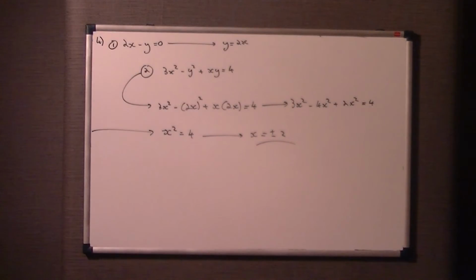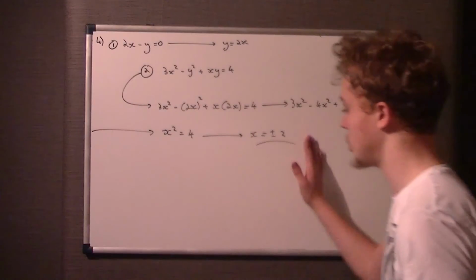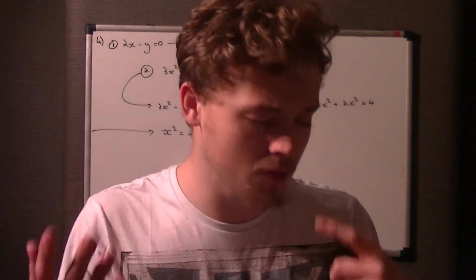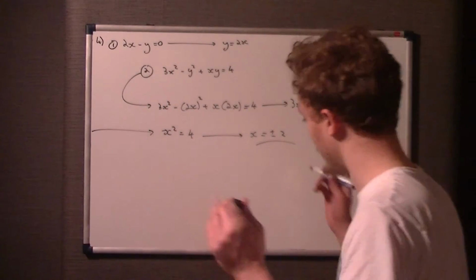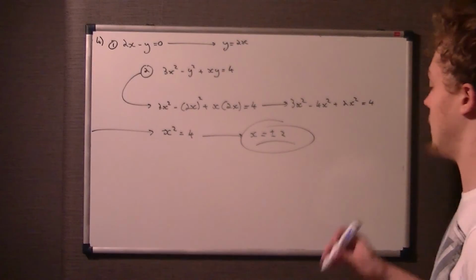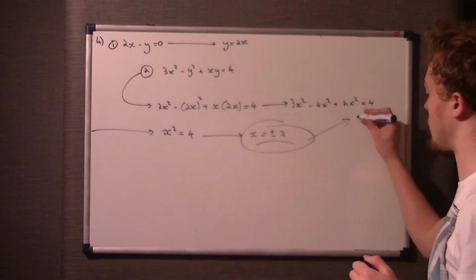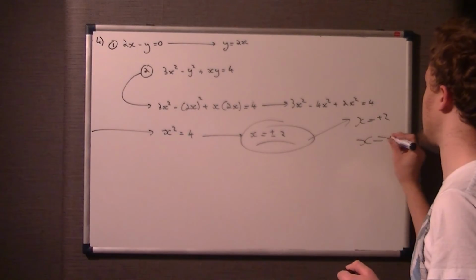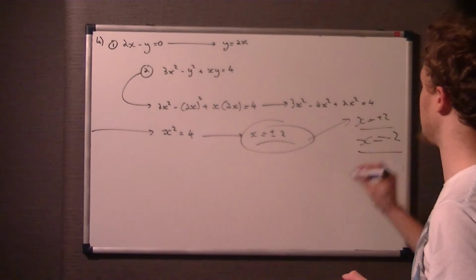Okay, then we don't know if P has an x coordinate 2 or if P has an x coordinate minus 2. It doesn't really matter. But the key thing is we've got 2 x coordinates there. So you can say, I know I've put it as 1, but really it's x equals plus 2 or x equals minus 2. Okay, so they're the 2 solutions.